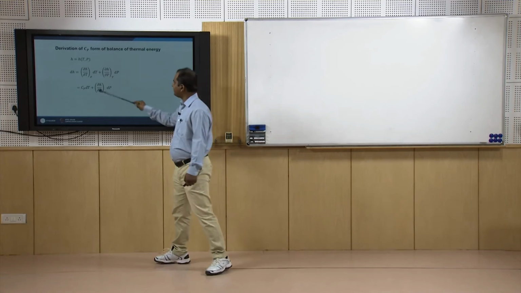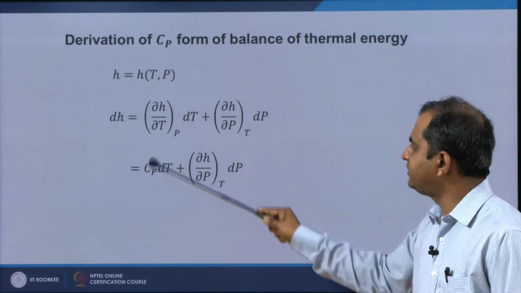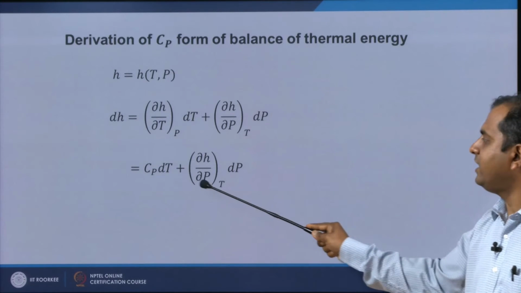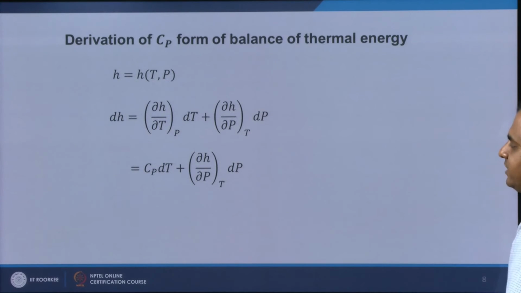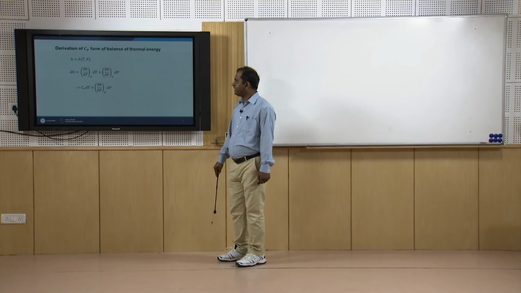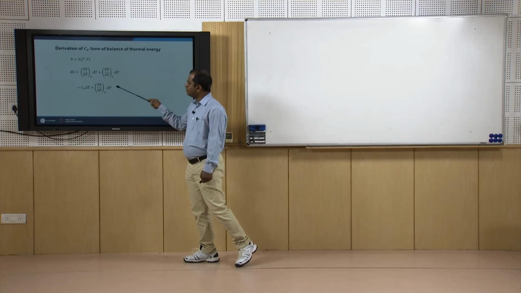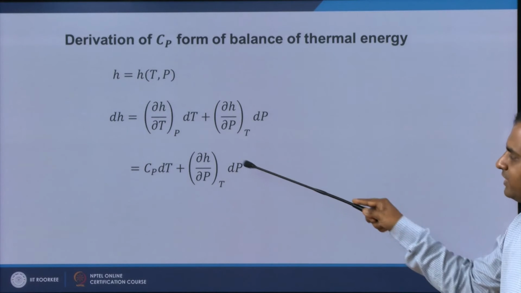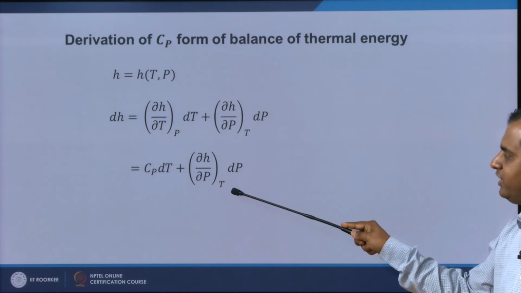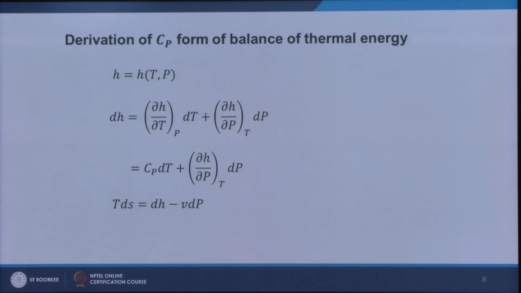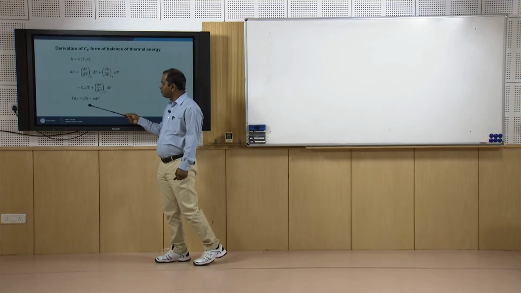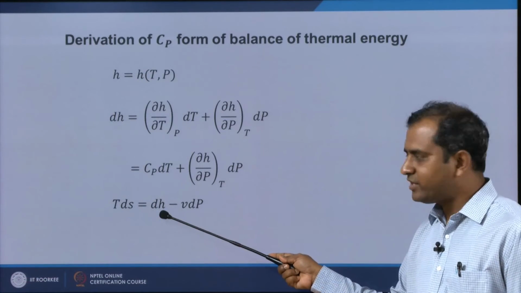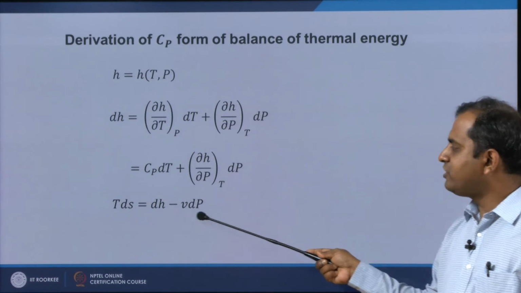Okay. So, here I have written this term as Cp. So, this is Cp into dT plus this term remains as it is, del H/del P at constant T dP, right. So, we have got dH equals Cp into dT plus del H/del P at constant T into dP. Okay, next let us use once again our famous thermodynamic equation TdS, but this time we will be using it with dH. So, TdS equals dH minus VdP.